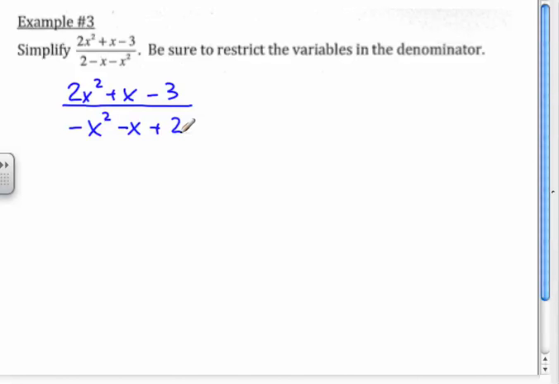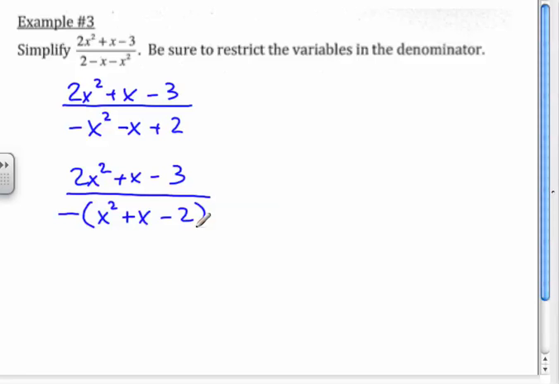Okay. So I've written this in standard form in the denominator, but the first thing I notice is that the sign in front of the quadratic term is negative, and we don't want that if we're going to try to factor. So the next thing I'm going to do is take out that negative. So now I've got 2x squared plus x minus 3 all over the negative times x squared plus x, because all the signs inside now change when I take out a negative 1.